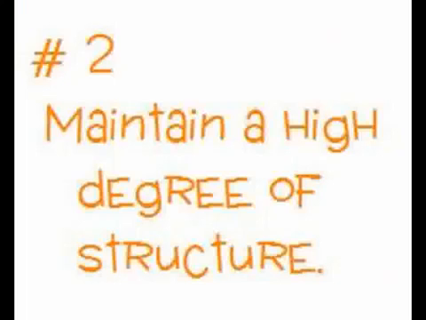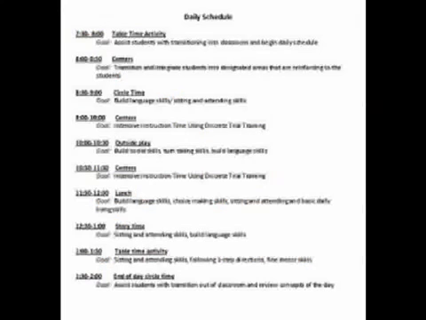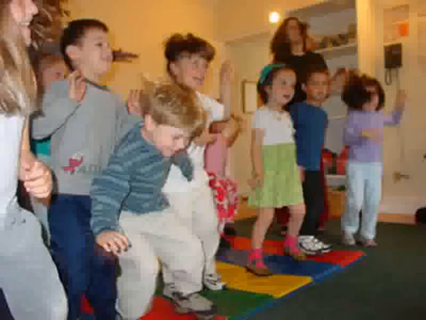Number 2. Maintain a high degree of structure. Many students with autism have a problem understanding what to do in unstructured time. Develop and follow a structured schedule of daily routines. Make the environment as predictable as possible.